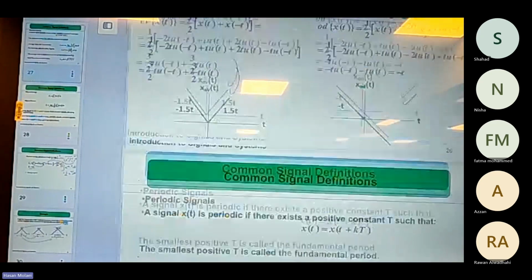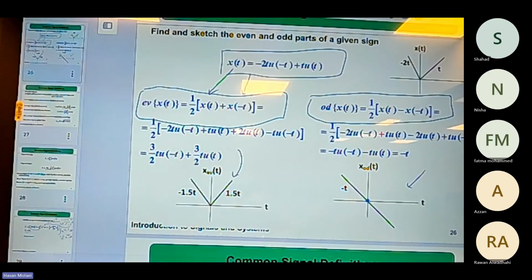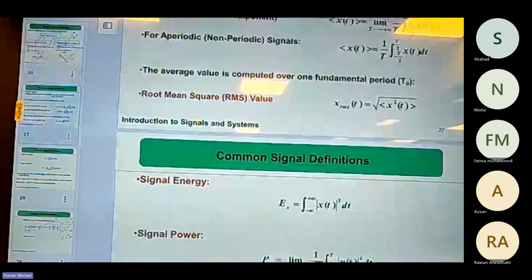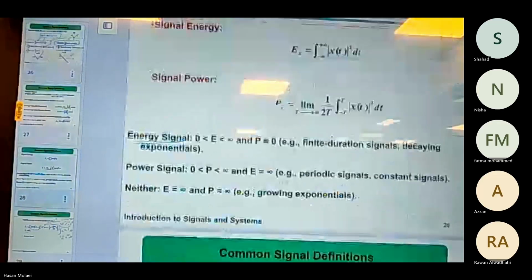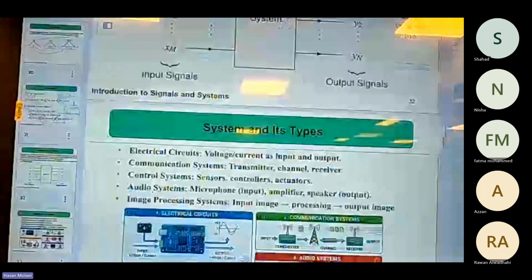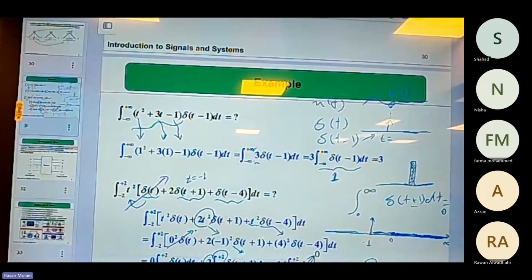We went through time shifting. We talked about the even and odd mode of a signal. If we have a signal, we can make its even mode with this equation, and its odd mode with this equation. And we talked about periodic signals.